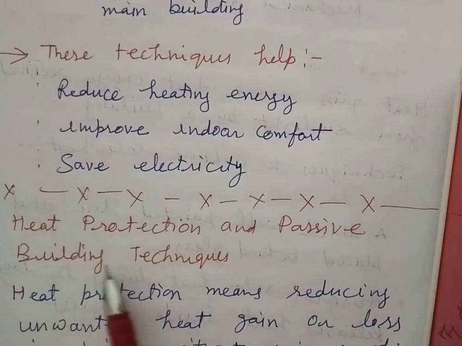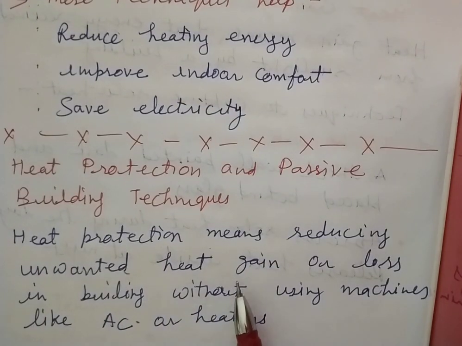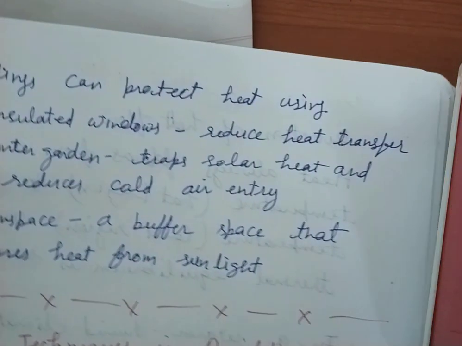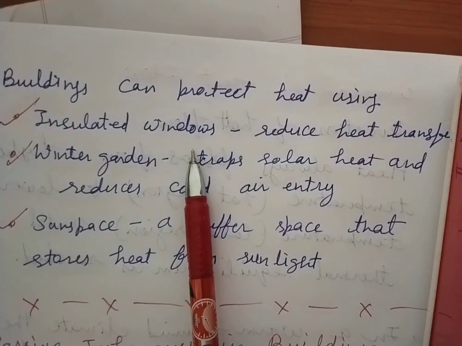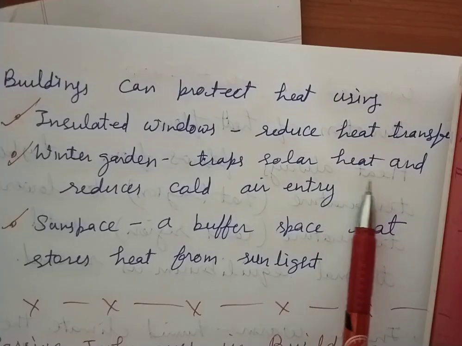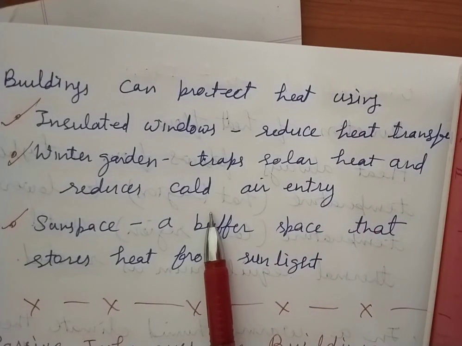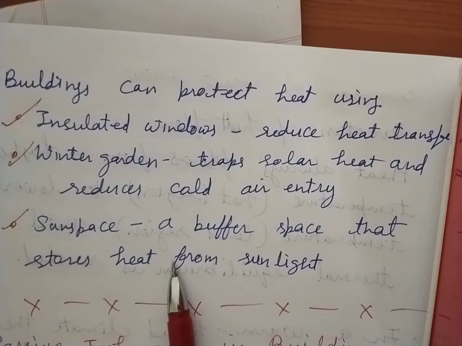Now coming to the heat protection and passive building techniques. Heat protection means reducing unwanted heat gain or loss in building without using machines like AC or heaters. Buildings can protect heat using insulated windows, which reduce heat transfer, winter garden, which traps solar heat and reduces cold air entry, sun space, a buffer space that stores heat from the sunlight.